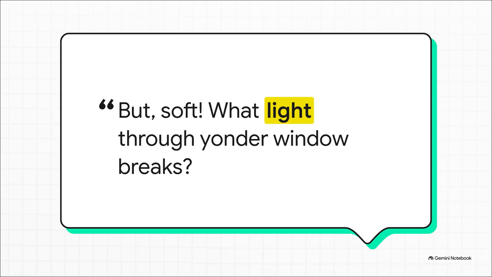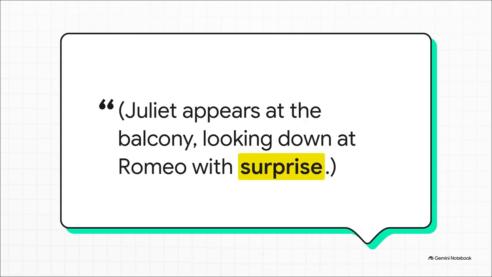Now that is pure dialogue. He speaks it out loud with passion. It tells us he's noticing something beautiful and bright up above him in the dark. But right after that spoken line, Shakespeare gives us this unspoken action, safely tucked away in parentheses. Juliet appears at the balcony, looking down at Romeo with surprise.